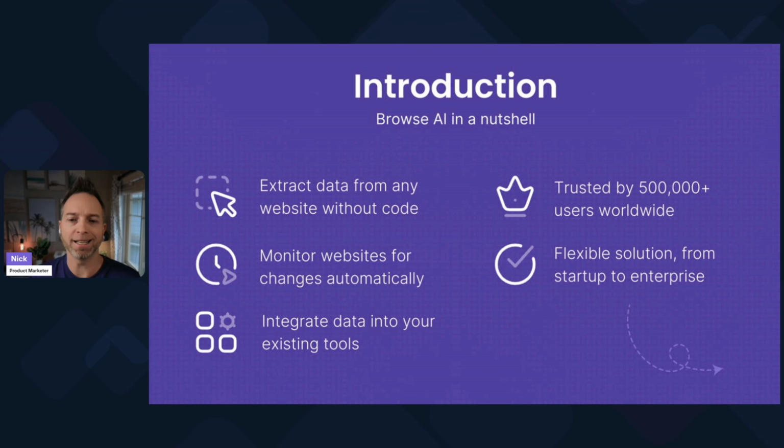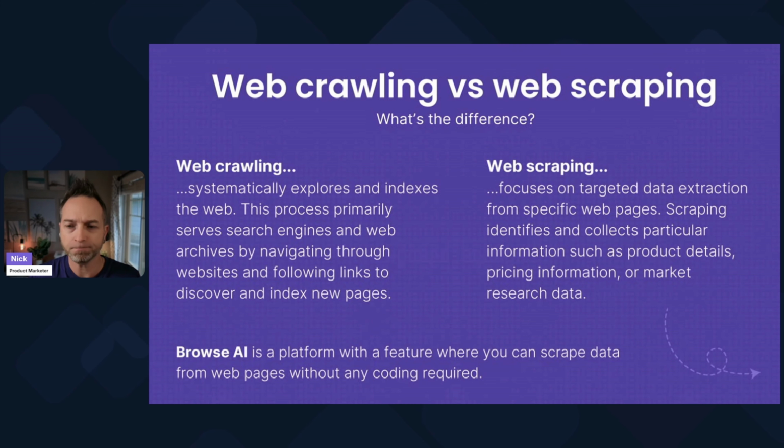You can integrate your data into your existing tools. So we've got native Google Sheets and Airtable integrations, as well as Zapier, Make, Pabbly Connect to get you to just about every other app out there. And those are some of the reasons we're trusted by over 500,000 users worldwide. And this is anyone from solopreneur, freelancer, to small, medium business, to enterprise. So we're a very flexible solution, self-serve options. And later in the presentation, I'll talk a bit about pricing and our managed services in case you don't really want to do all the work, but you just want all the data.